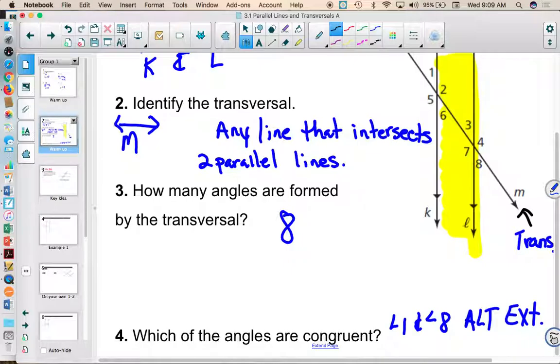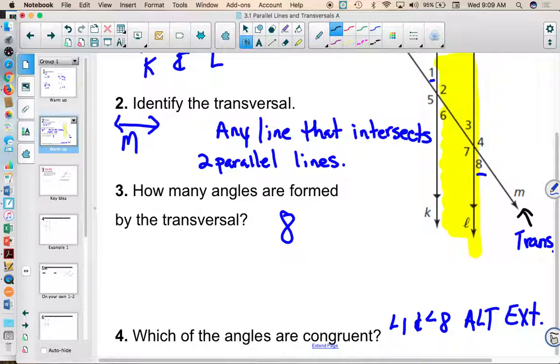All right? Now, if we're talking about this one and this one, they're on opposite sides or alternate sides of the transversal, and they're outside of the road. That's why we call them alternate exterior. And alternate exterior angles will always be congruent. Okay? What other angles up there that you see are congruent? Chase.